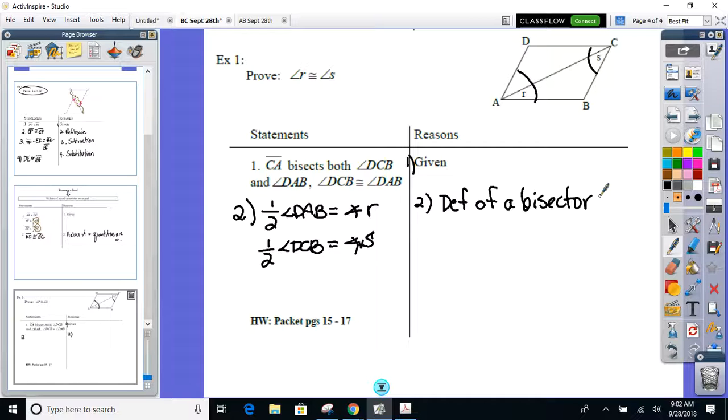Now, what can I say? I am taking half of DAB and half of DCB. So what do I know about those two, R and S? They have to be equal, or in my case, congruent. Now, halves of equal quantities are equal.